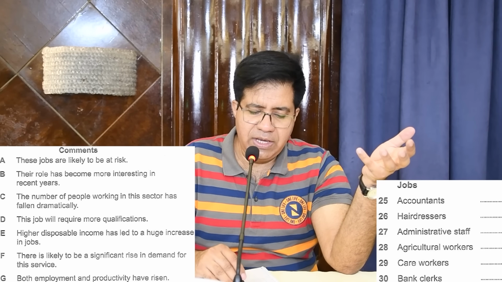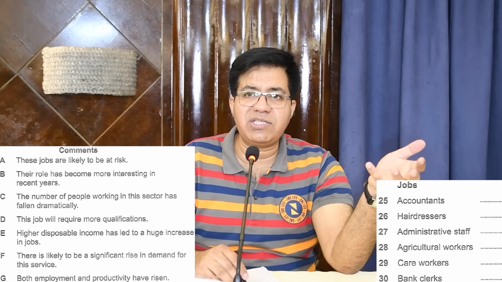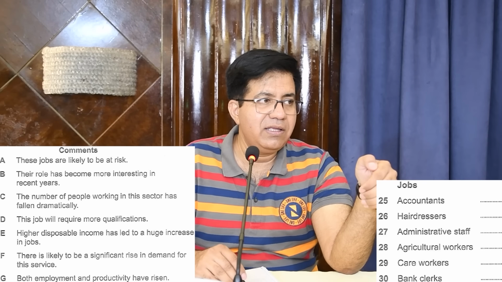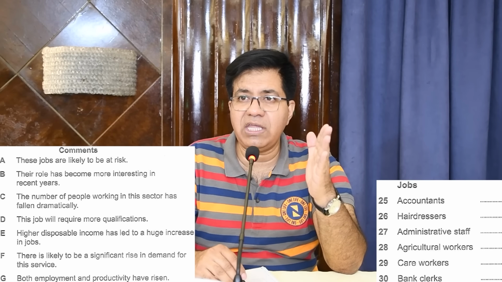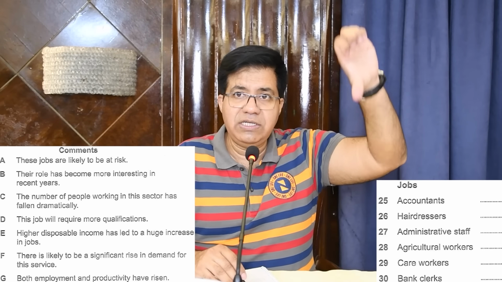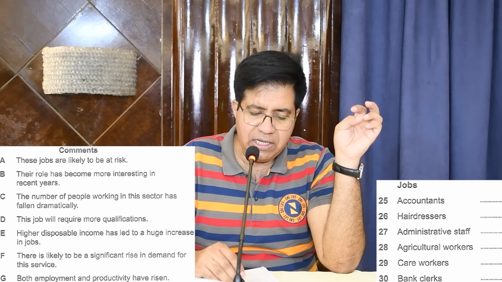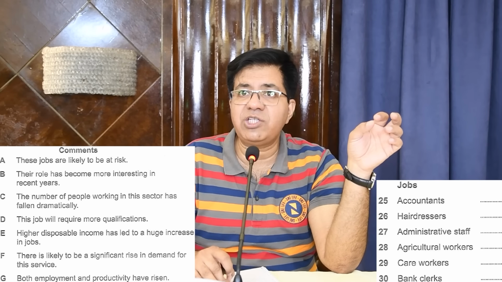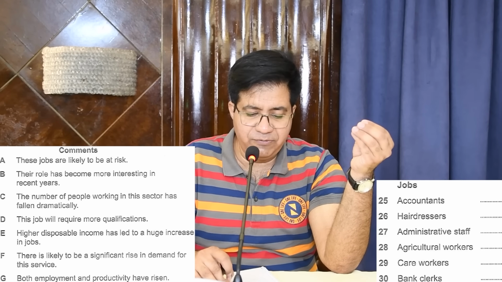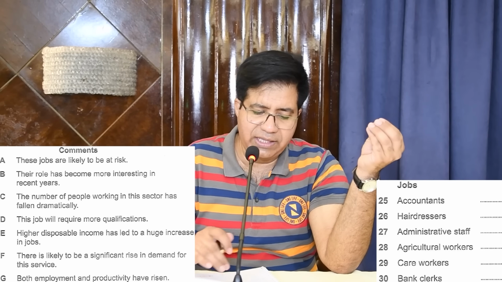Option C, number of people working has fallen dramatically. Just underline that. It means, for example, if 20,000 people were working, now only 1,000 are working. Dramatically means decrease, and that is really a dramatic decrease. Option D, this job will require more qualifications. For that they may use the word certification, degree, right? For example, for the job of accountant you will need more degrees and certificates and all that.